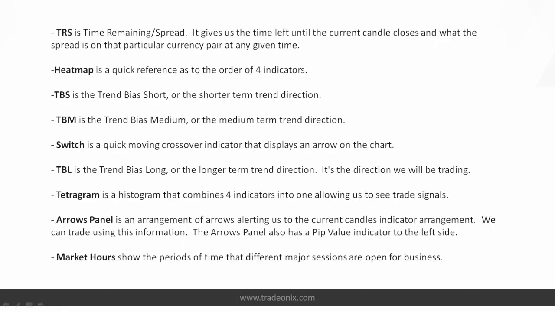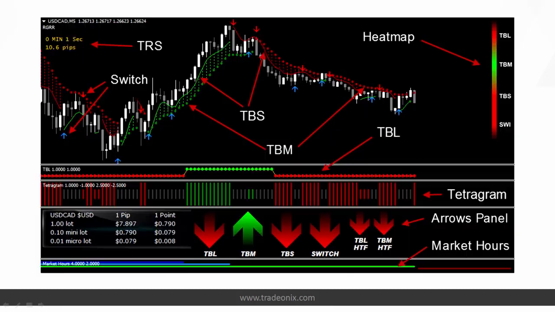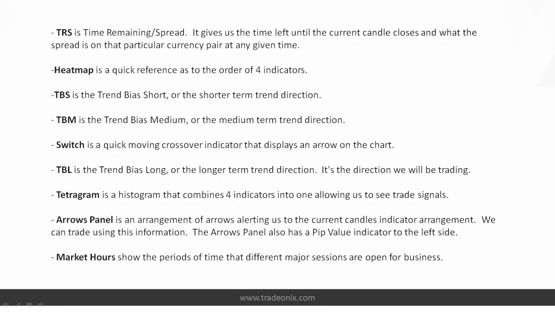The tetragram. Now, this is a histogram that combines four indicators into one, allowing us to see trade signals. Now, underneath the TBL on this image, we have a series of red, gray, and green vertical bars. That is the tetragram. And with this, we can determine very quickly whether we have an aggressive trade or a conservative trade signal.